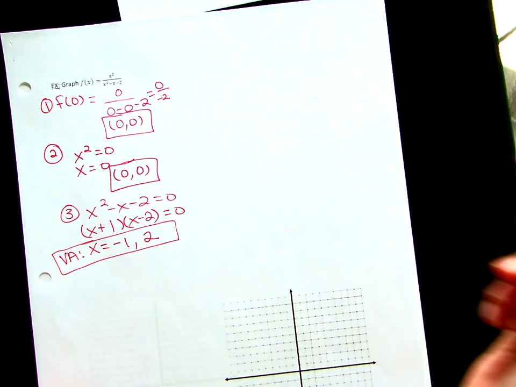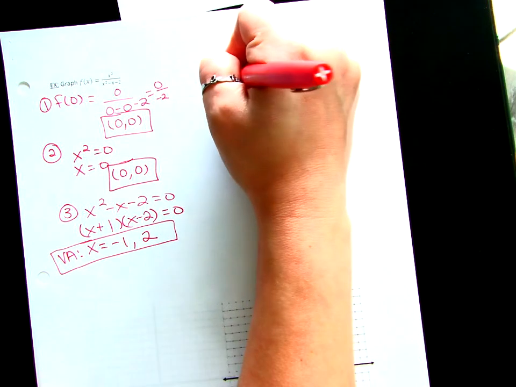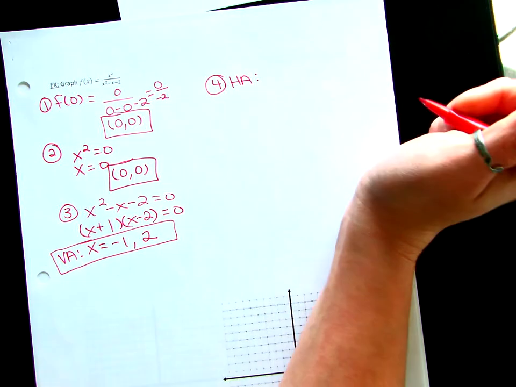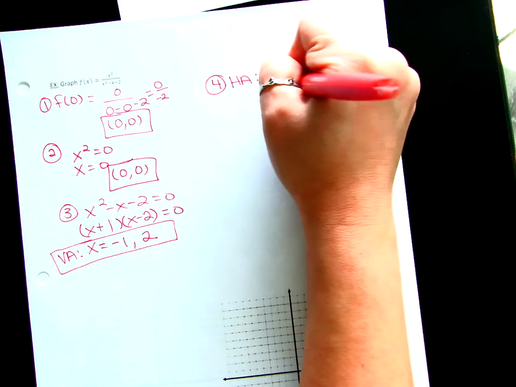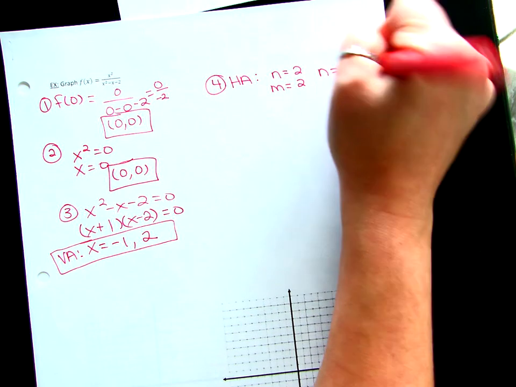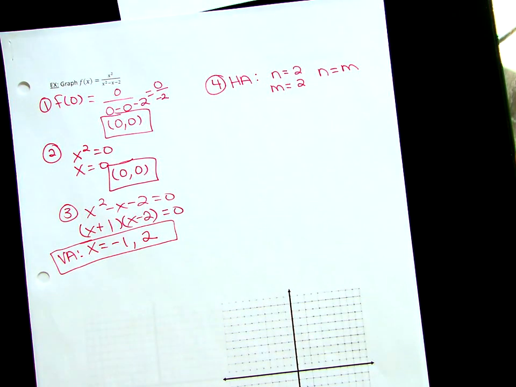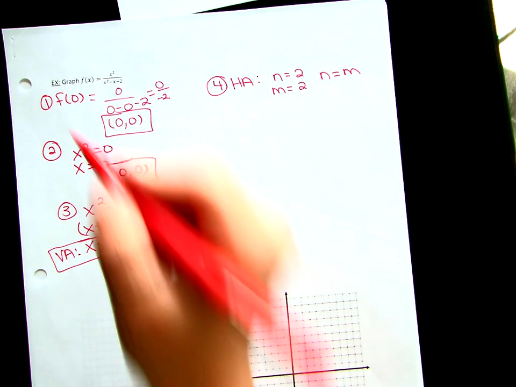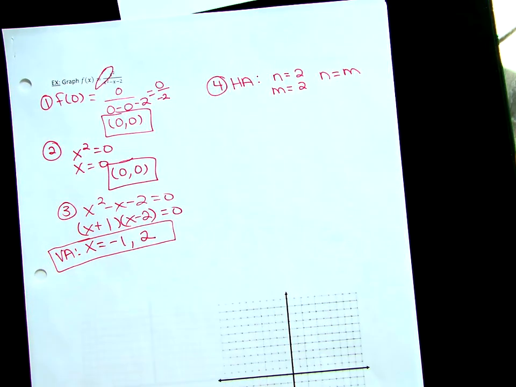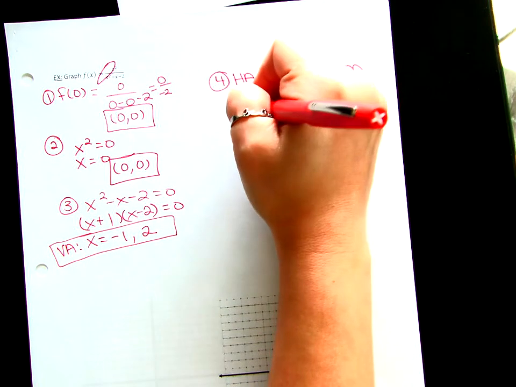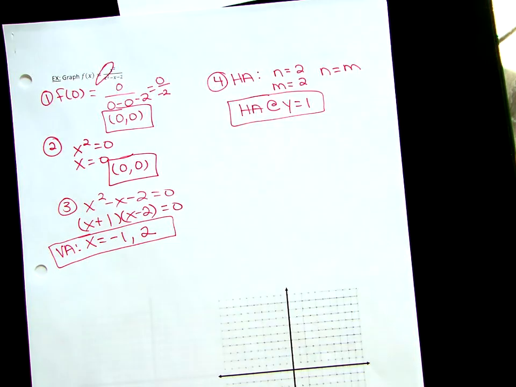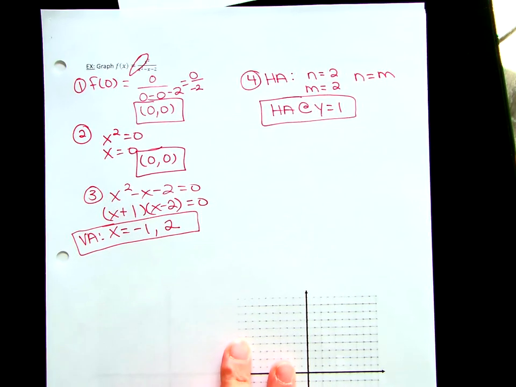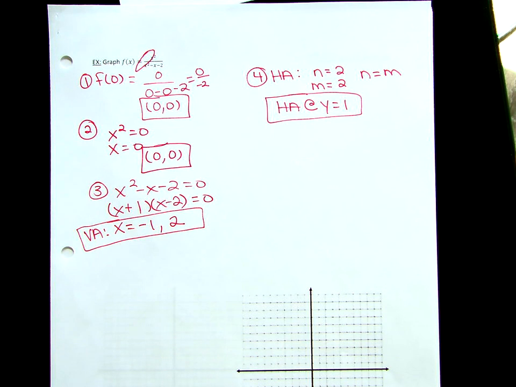Step number 4 is finding our horizontal asymptotes. So what is the degree of the top? 2. What is the degree of the bottom? 2. So the degree of the top equals the degree of the bottom. What does that tell us? Look at the coefficients. We've got to look at those coefficients. What are the coefficients in front of my leading terms? So we have a horizontal asymptote at y equals 1. Notice it's not 0. Just because there's not a number written out there doesn't mean that it's 0. We have understood ones out there, so it's 1 over 1.